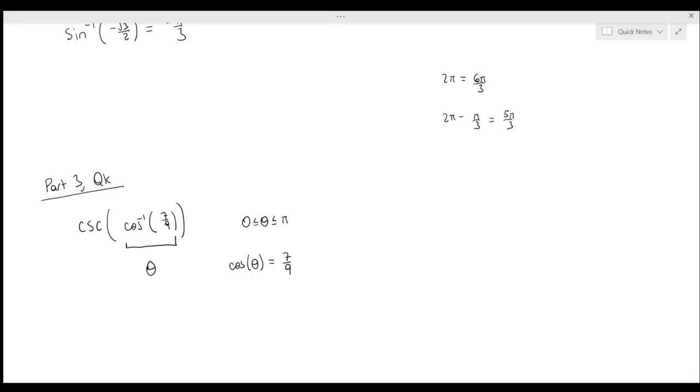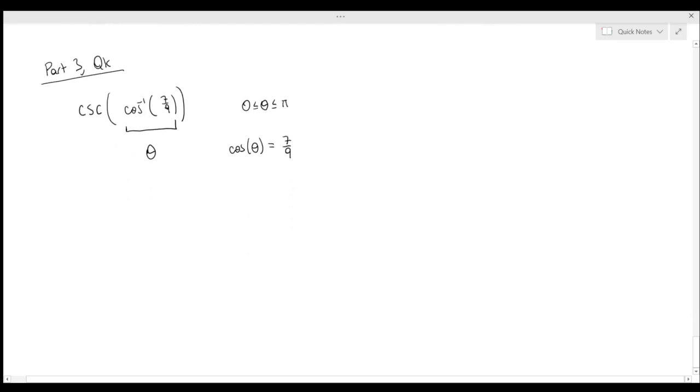Now for this type of question though, where we have a trig function and then an inverse trig function, it's not too important that we know what this angle is actually equal to. Instead, just knowing that cosine of this angle should be equal to 7/9 in this case, that's enough to figure out the value of this expression.